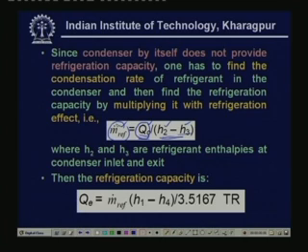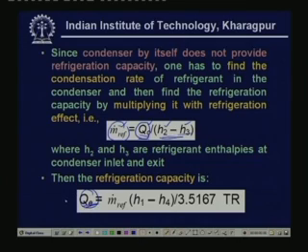Now under steady state, because that is what we are trying to predict, the mass flow rate through the condenser is the same as the mass flow rate through the evaporator. So once you find the mass flow rate through the condenser, this same mass will flow through the evaporator in the same time. Once you know the mass flow rate through the evaporator, we can find the refrigeration capacity by multiplying the mass flow rate with the refrigeration effect. So that is what is done here.